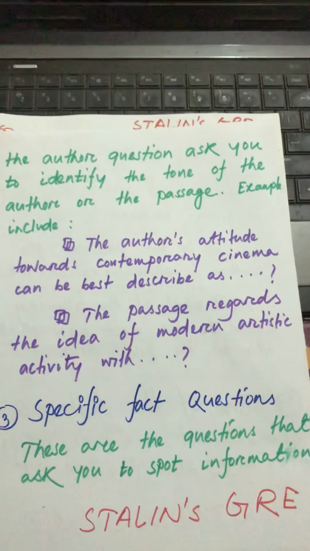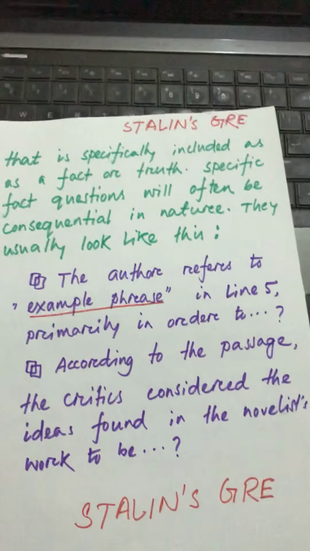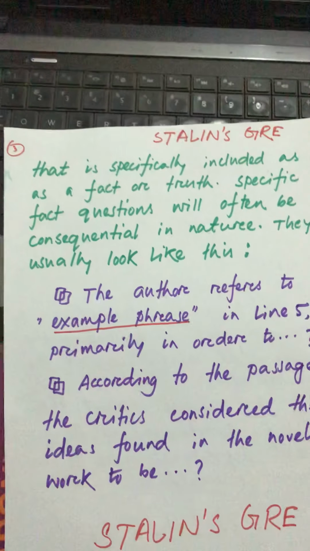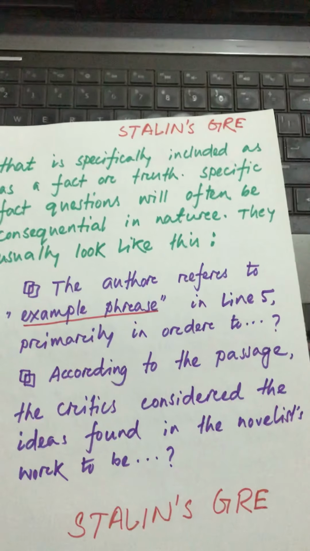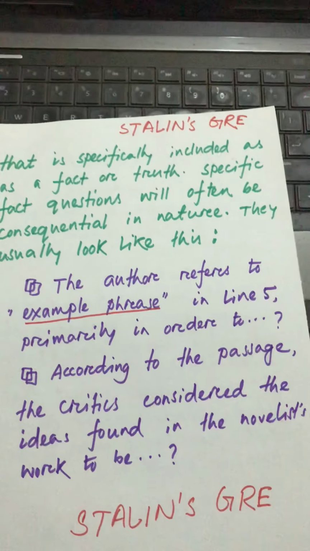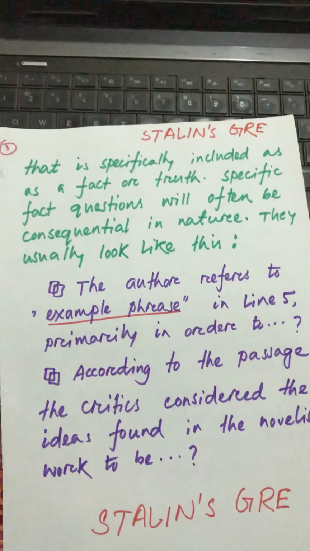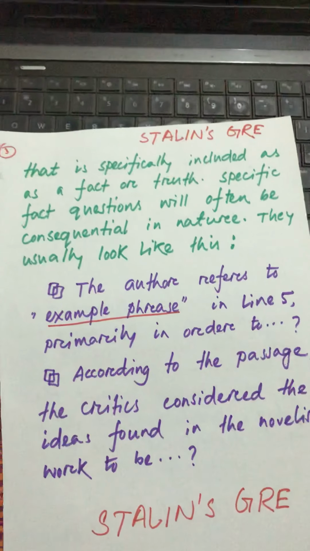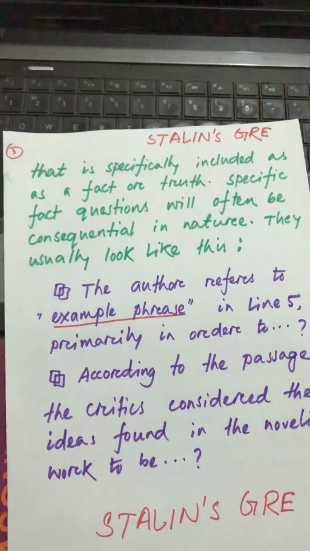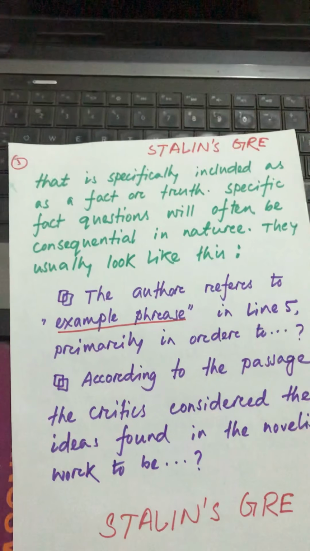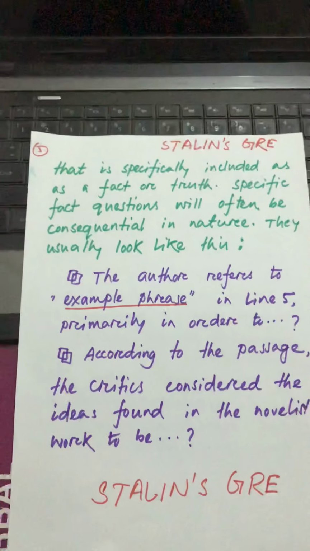These are the questions that ask you to spot information that is specifically included as a fact or truth. So what we have to do here is spot the information that is specifically included as a fact or the truth. Specific fact questions will often be consequential in nature. They usually look like this. So it has a consequence in nature. So what are the types?